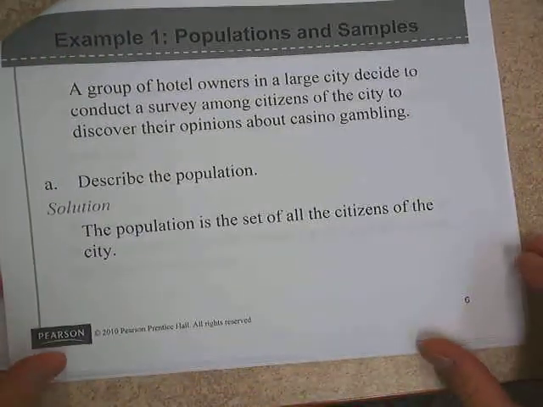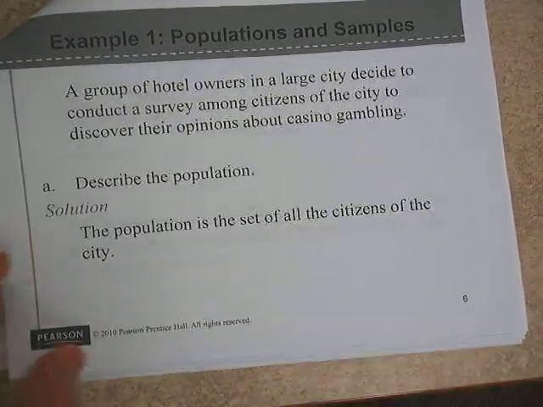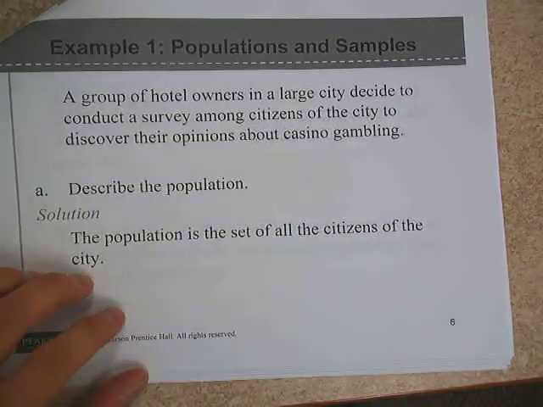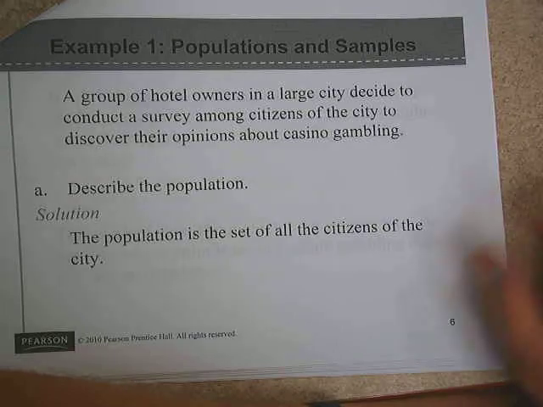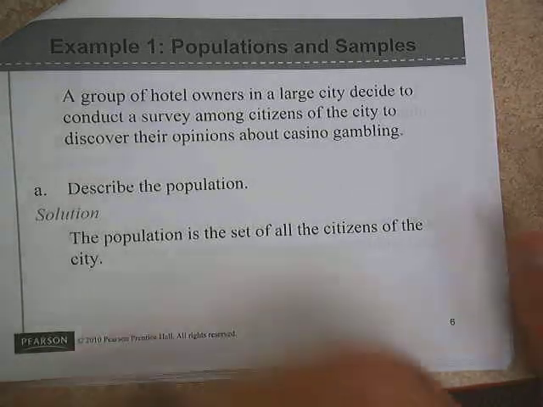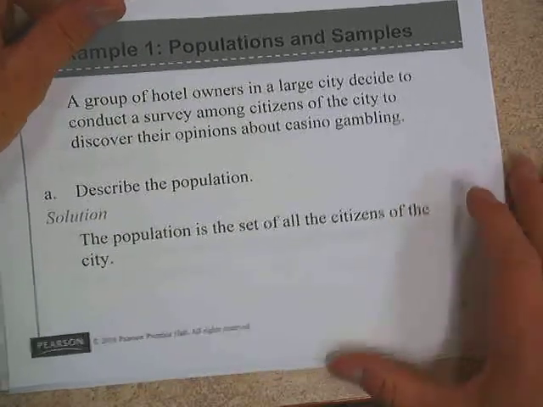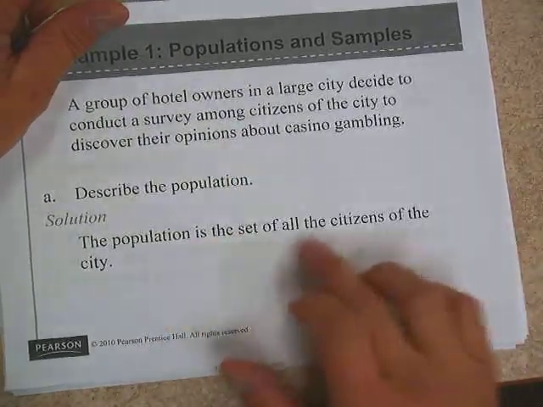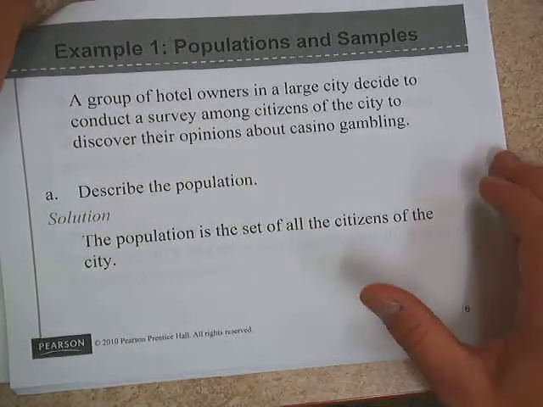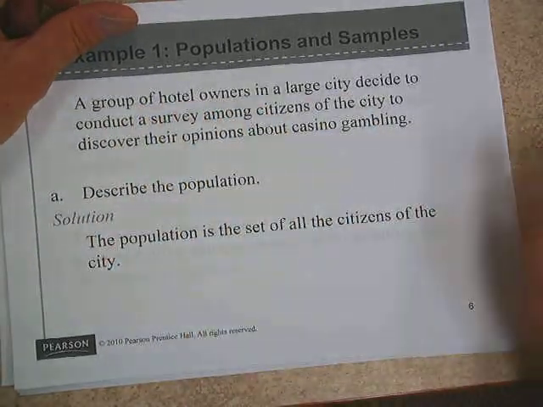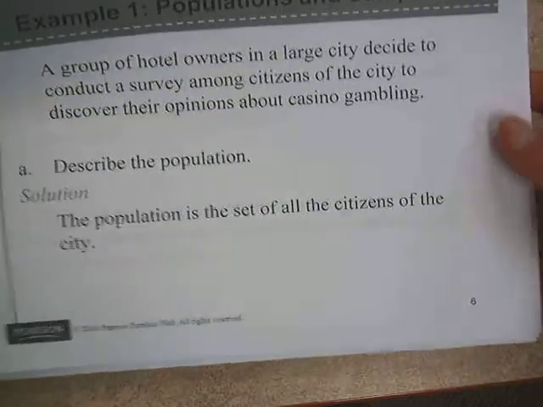Okay. So here's another example. This would be an example of a population and a sample: a group of hotel owners in a large city. So you conduct a survey among the citizens to discover their opinions about casino gambling. So the population, okay, we're looking for the citizens of the city to be our population. And again, our sample here would be the group of hotel owners.